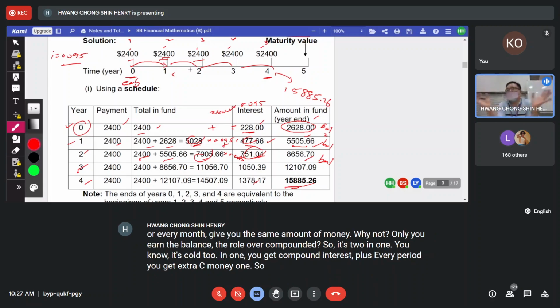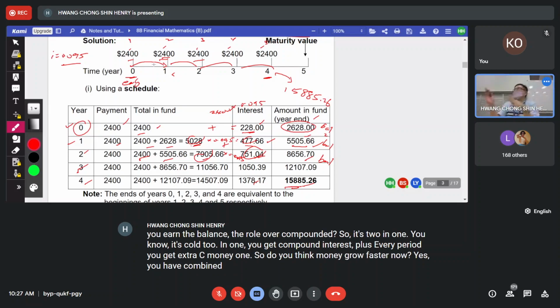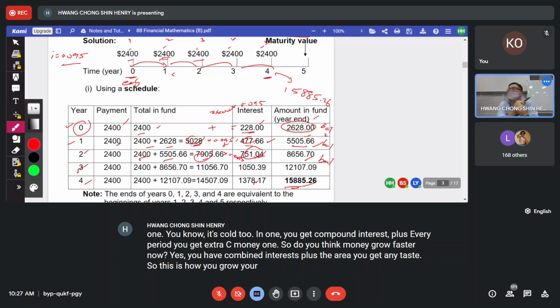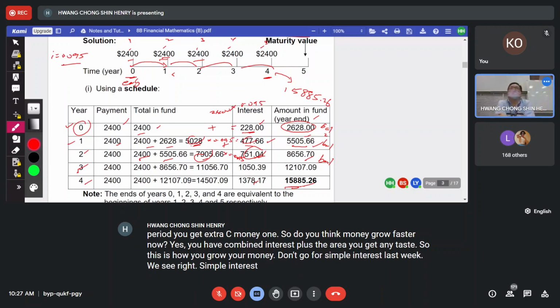So do you think your money grow faster now? Yes. You have compound interest plus every year you get the annuities. So this is how you grow your money. Don't go for simple interest. Last week we see, right? Simple interest only one time and it never compound, very slow one.